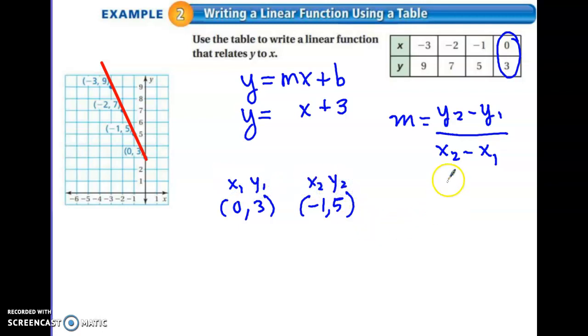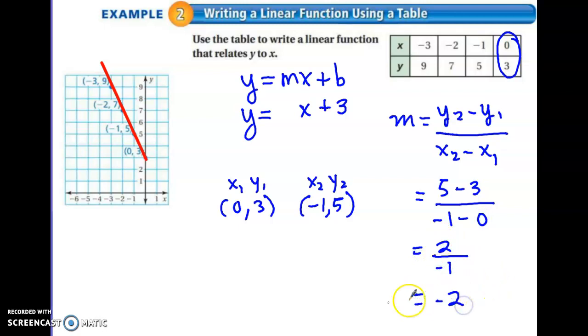And now I'm just going to plug my values in, right? So I'm going to have 5 minus 3 over negative 1 minus 0. That's going to give me 2 over negative 1. So that's a slope of negative 2. And I simply plug that in here.